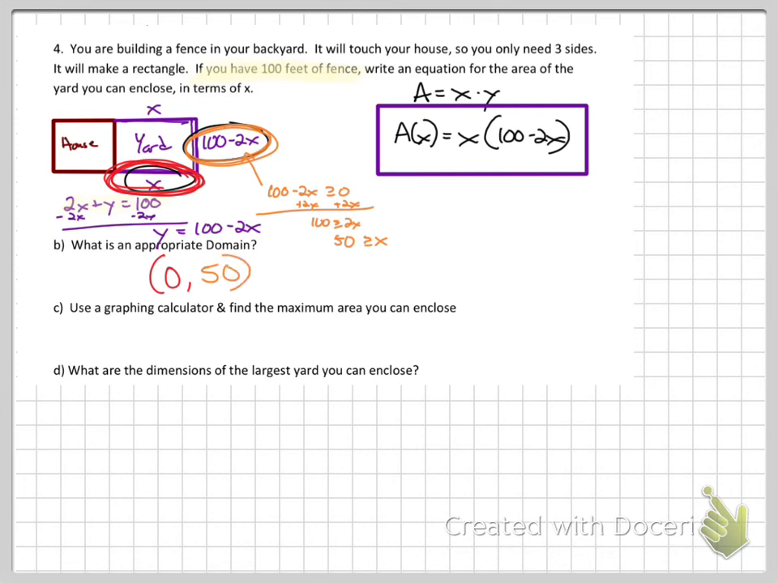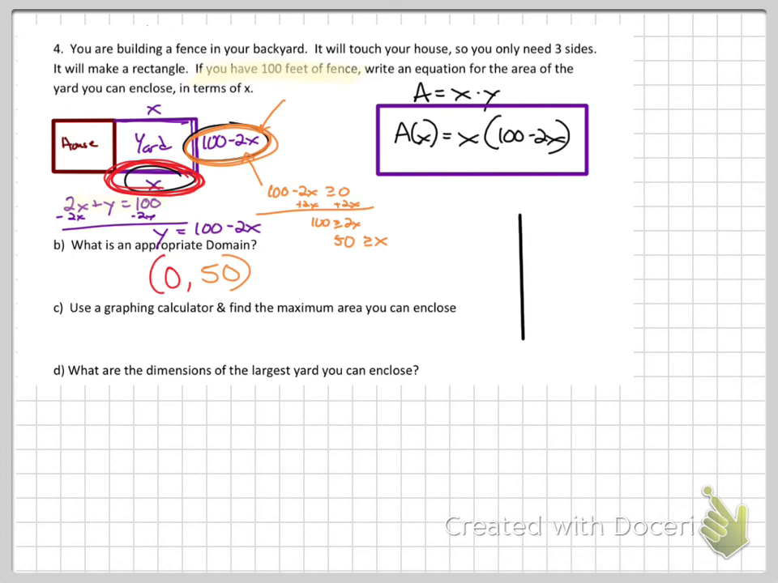I mean, just look at it. If I plugged 50 in right there, it would make 0. You probably could have done that without me writing an equation at all. So anything from 0 to 50, but it can't actually be 0 because then I wouldn't have a backyard. It can't actually be 50 because then I wouldn't have a backyard. Okay, you don't get or need a graphing calculator in order to do this.